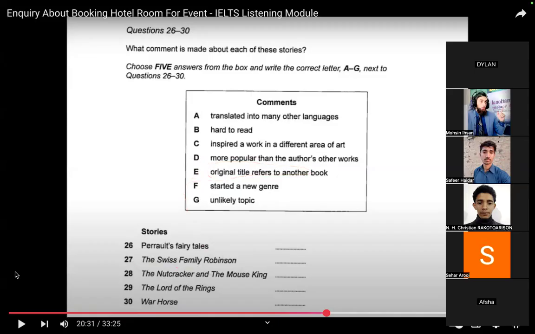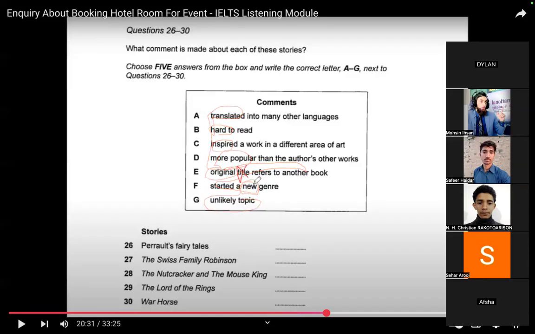Okay, next. Excuse me, sir. Yes. Sir, how do we know that the speaker is talking about this point, because he's not mentioning any specific thing about the point? I mentioned earlier in quite some detail to keep the keywords in your mind: difficulty, translation, inspiration, more popular, original title is not from the main book, started a new genre. So they mentioned for the first time an unlikely topic, not liked by people.